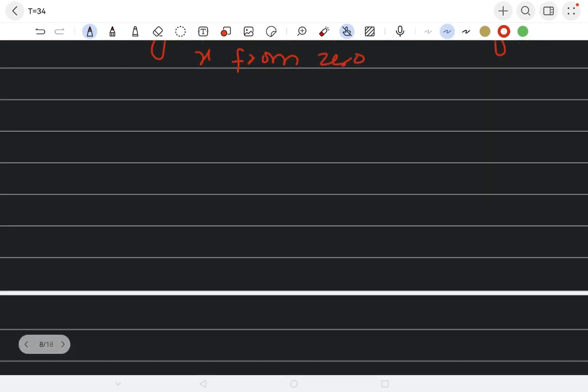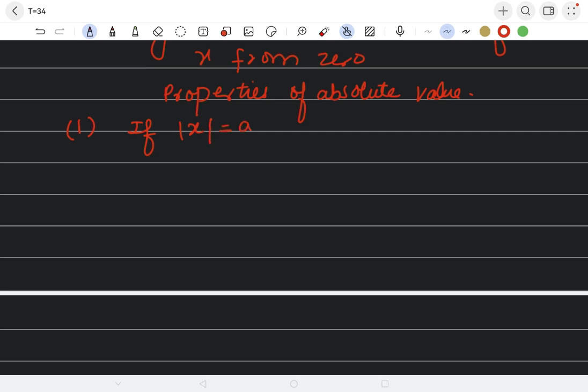There are a few properties which we have to follow, very important. Just look here, then I will tell you how to solve questions. Now, properties of absolute value. Number 1, if modulus of X, or absolute value of X, is equal to A, where A is any constant and A is greater than 0, then either your answer will be A or your answer will be minus A.